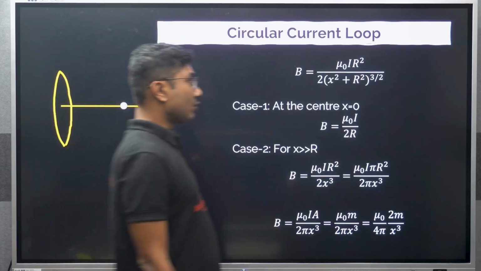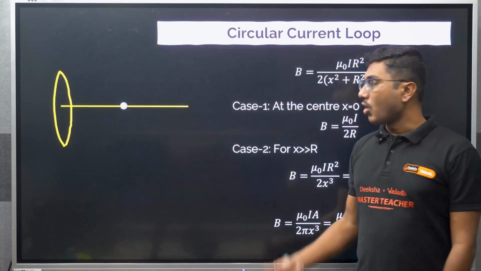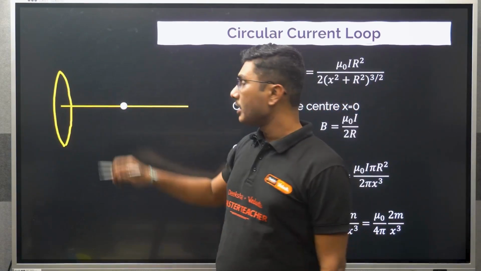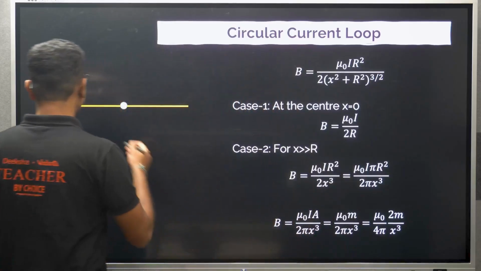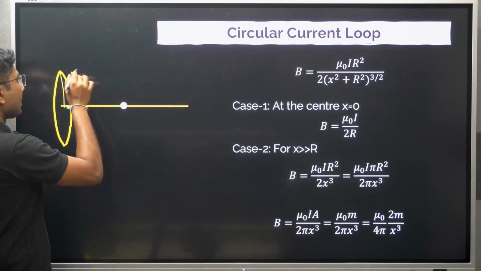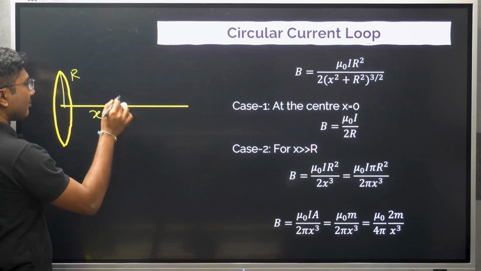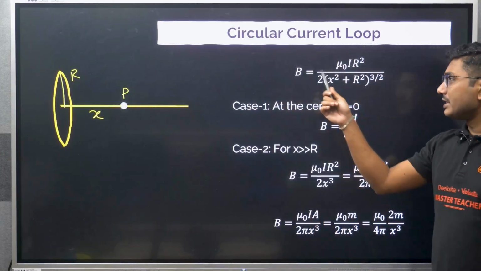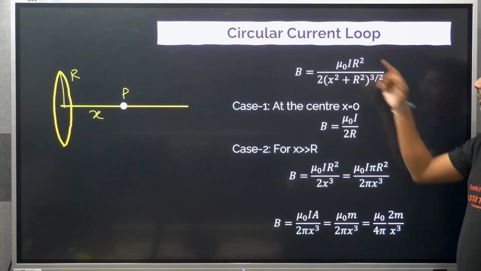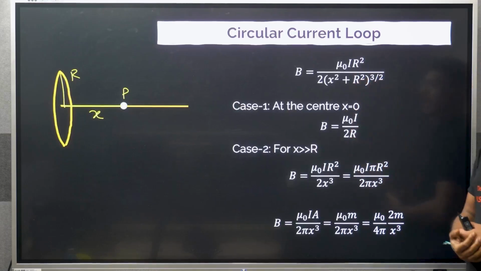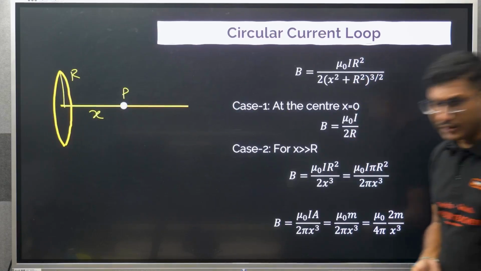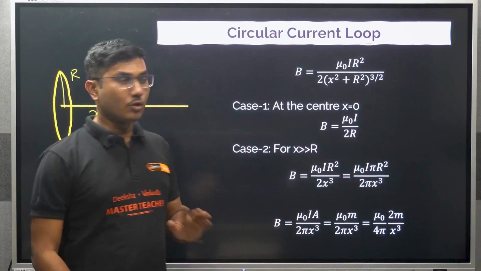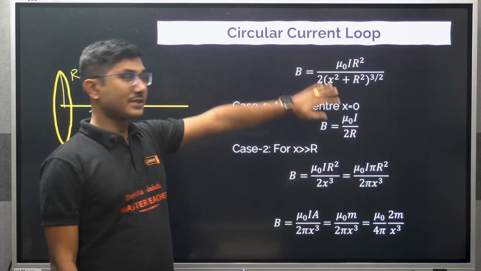Now, circular current loop. This is one of the most common topics for PU board as well as KCET students. For PU board the derivation is very important. We have a circular coil of radius capital R, and we are trying to find the magnetic field at some point P at a distance x from the center. In that case the magnetic field is B equals mu naught I r square divided by 2 into x square plus r square to the power 3 by 2. This is one of the most commonly asked formulas in the entire KCET. So don't miss this formula, try to memorize it as much as possible.